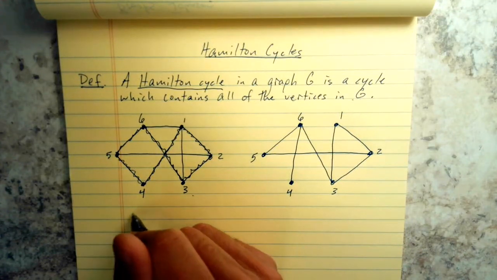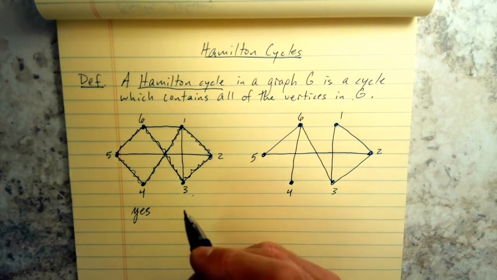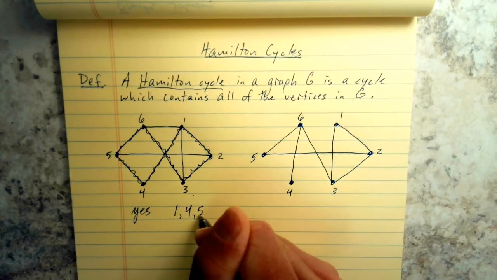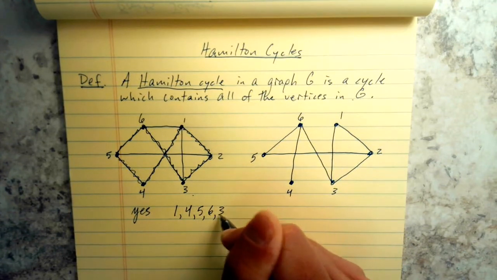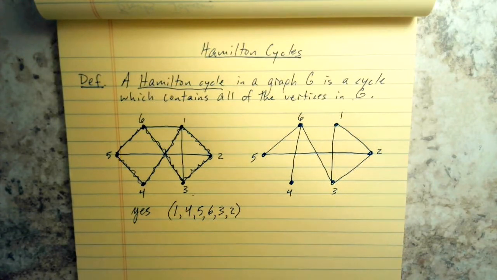So our answer here would be yes, and the notation for this cycle would be (1, 4, 5, 6, 3, 2), and when I put those in parentheses, that implies that this edge 2 to 1 is also in there. So this is the cycle that contains the edges 1-4, 4-5, 5-6, 6-3, 3-2, and 2-1. So that's a Hamilton cycle in that graph.